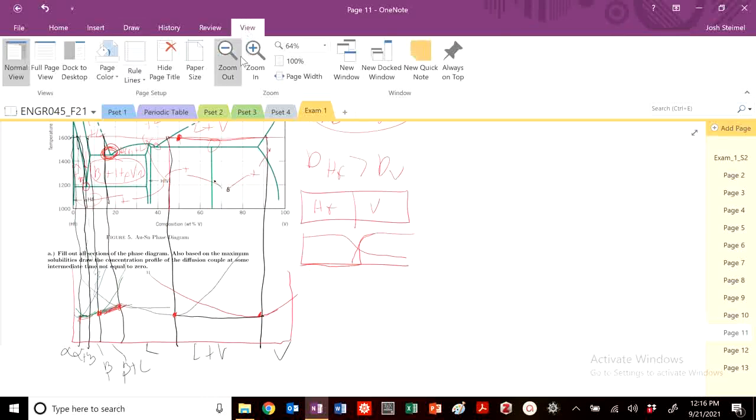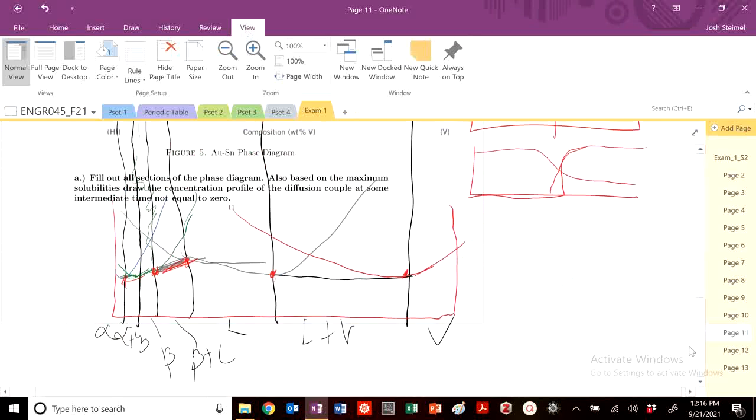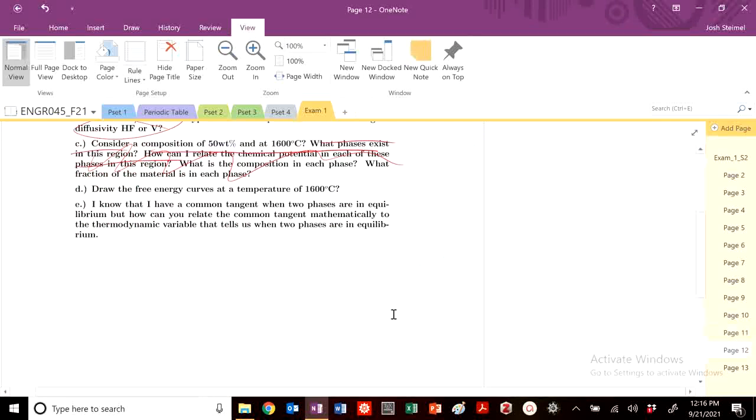Again, we have a couple other videos that show you how to do this a little bit cleaner. But anyways, that was difficult. All right. I know I have a common tangent when two phases are in equilibrium, but how can you relate the common tangent mathematically to the thermodynamic variable that tells us when two phases are in equilibrium?